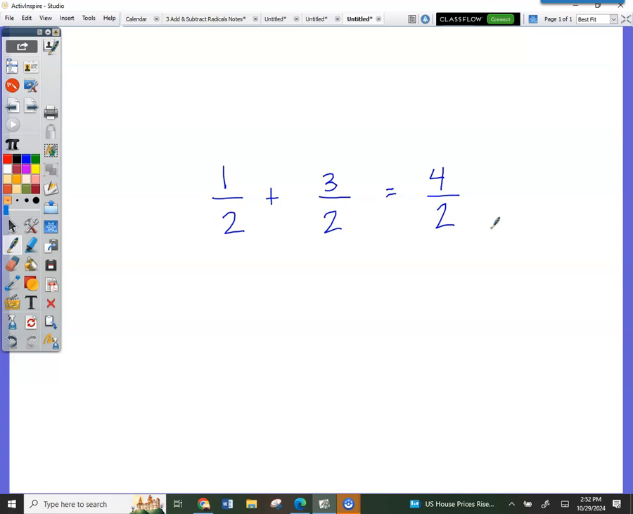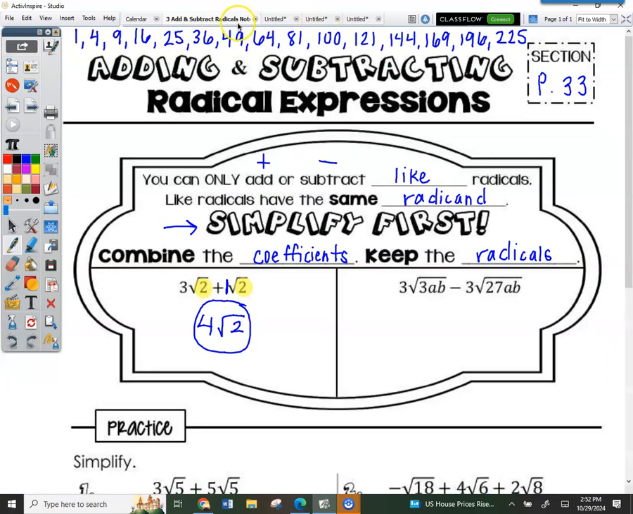So like in her other example, back on the notes page, when you have 3 square root of 2 plus square root of 2, then you're only adding the ones in front, just like you only added the top. The radical stays the same. I highlighted it for you too, so that you would see that because these match, that lets me know I can combine them together.